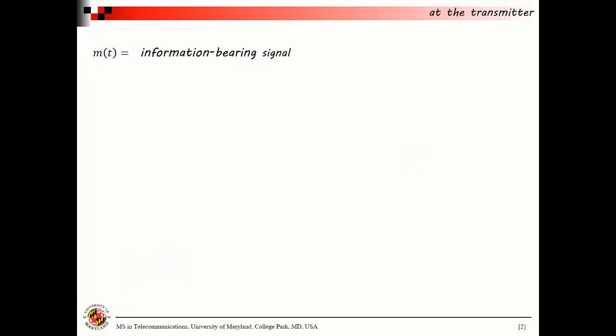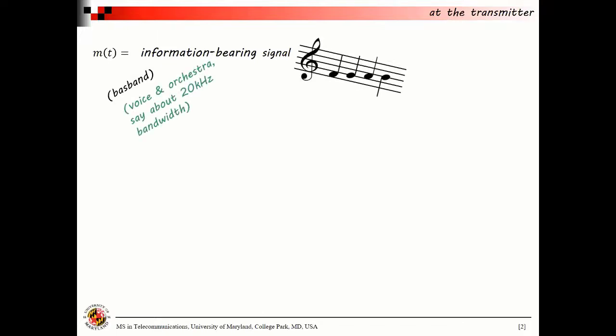Let's first see what an AM signal looks like. First of all, we have m(t), our information-bearing signal. And that could be music, it's going to be baseband, not yet upconverted to the carrier frequency, and it can be anything we want. Let's say it could be a bandwidth of 20 kilohertz or less or more.